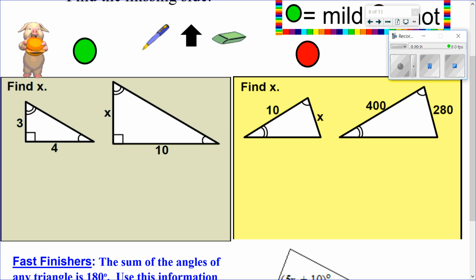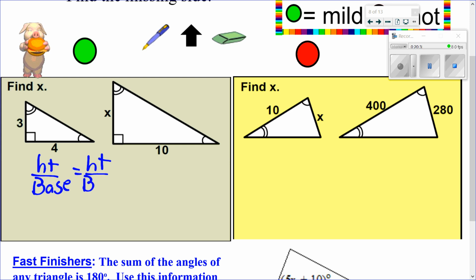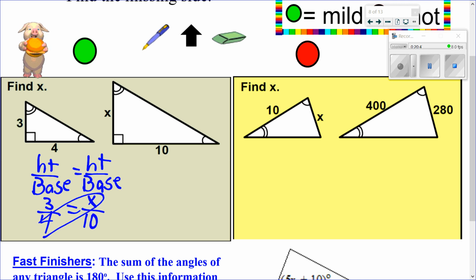So I'm going to do height to base, height to base. I like to write my proportion out so I make sure I substitute correctly. And we call this a starter ratio. So my height is 3 is to 4 because my base is 4. My height here is x and my base is 10. We do cross products and we get 4x equals 30.